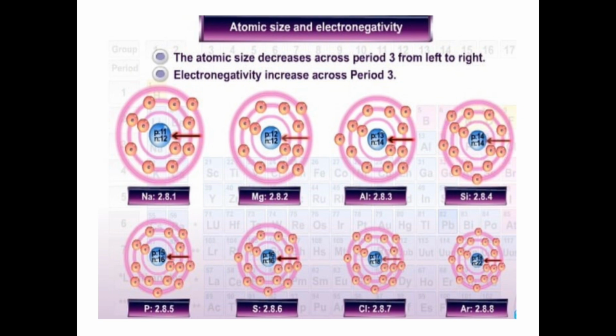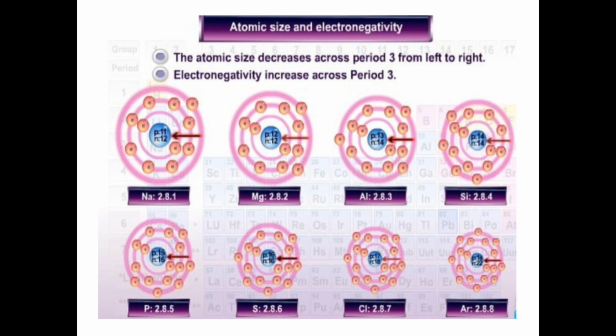You will observe that more electrons are being added to the atom as you move across. But interestingly enough, as more electrons are being added, there is no increase in the number of shells. Of course, this will have an effect. And what effect will it have? Number one is that the atomic size will decrease.